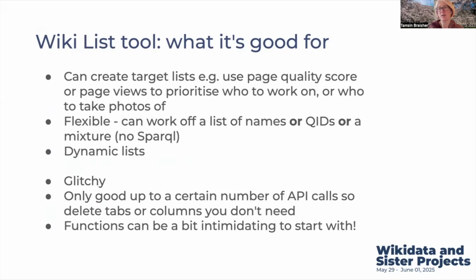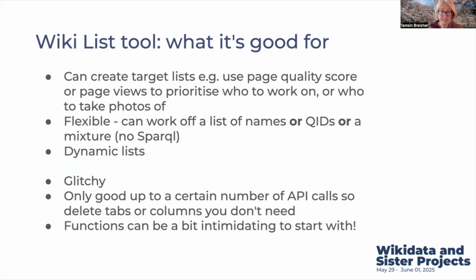You can just work off a list of names you've found in a program or something, type in the names. If people haven't got Wikipedia articles, you can use QIDs. You can have a mixture of both in the same Google Sheet. These are again dynamic lists, but more dynamic than Listeria. They don't update weekly. They update every time you go in and refresh the tab or whatever. So it depends on what's on Wikidata and what's on Wikipedia.